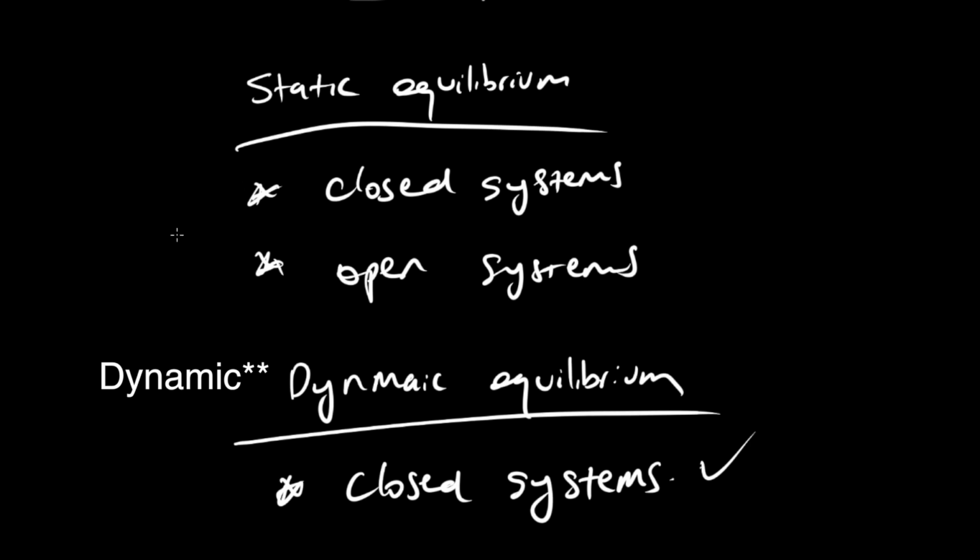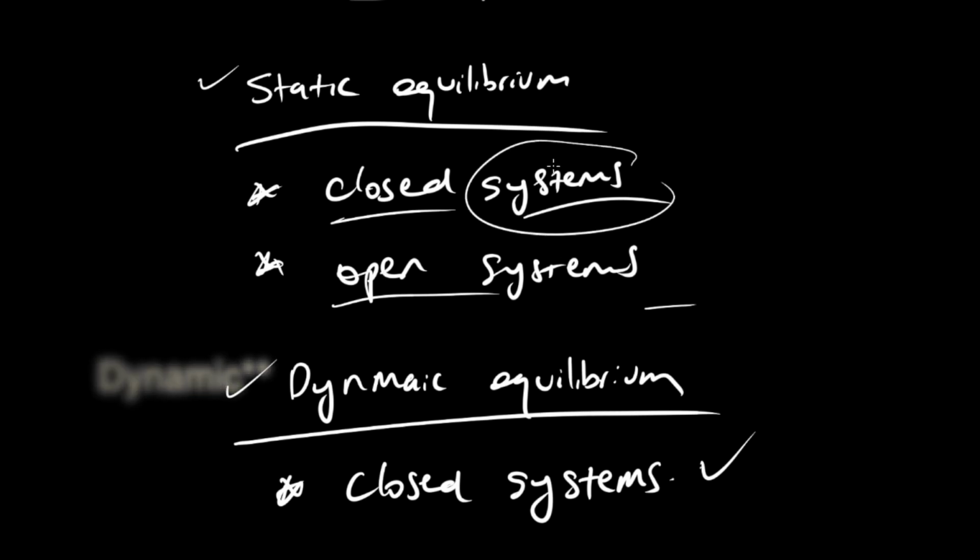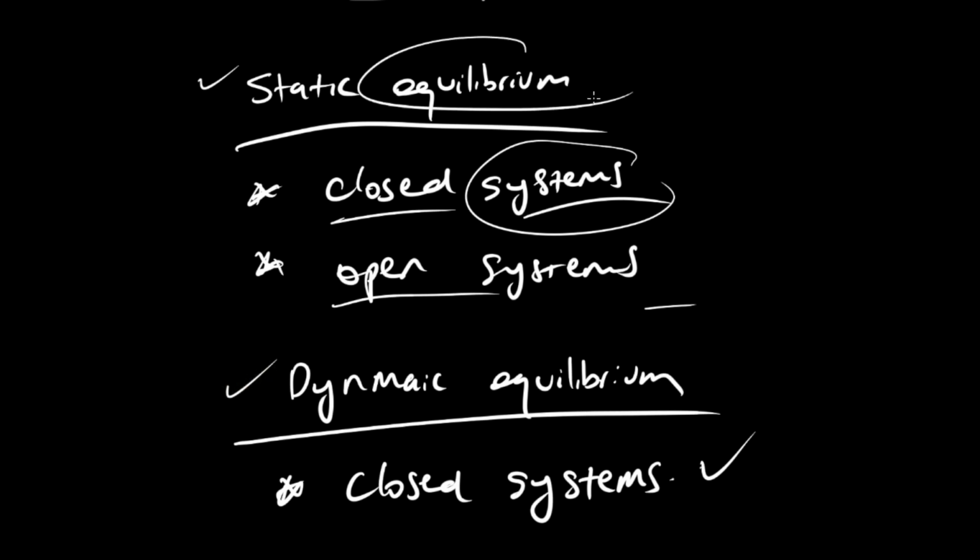So for now, just understand what closed systems are, what open systems are, what static equilibrium is, what dynamic equilibrium is, what a system is, what the term equilibrium means, and reversible reactions and irreversible reactions. So if you got that all down, then congratulations. If not, you can just check out the notes on the website where it covers all this in greater detail.